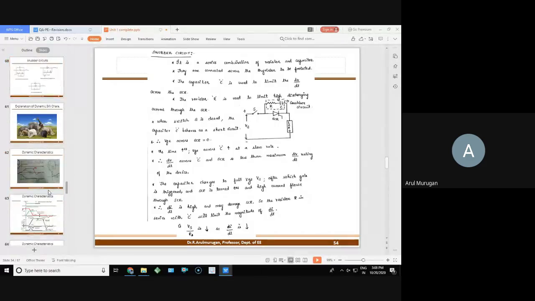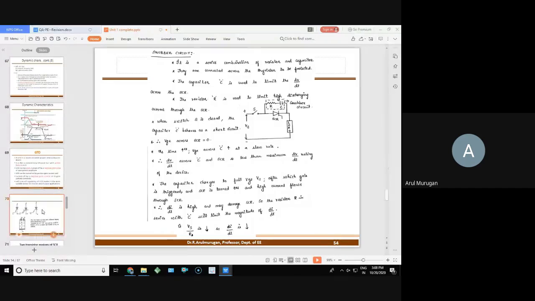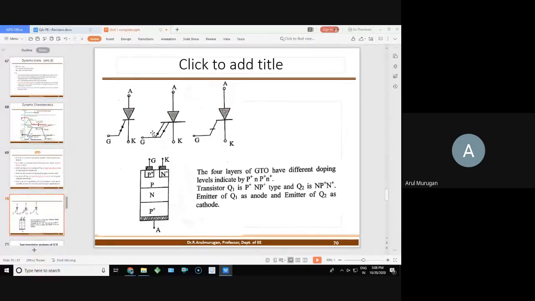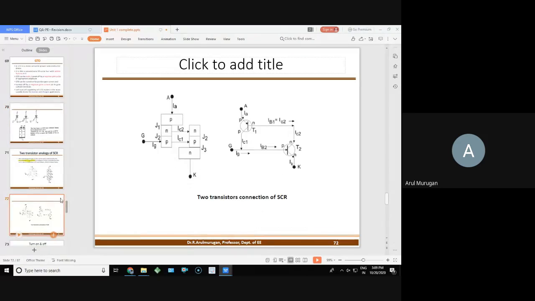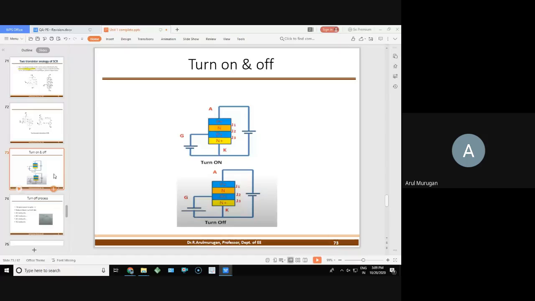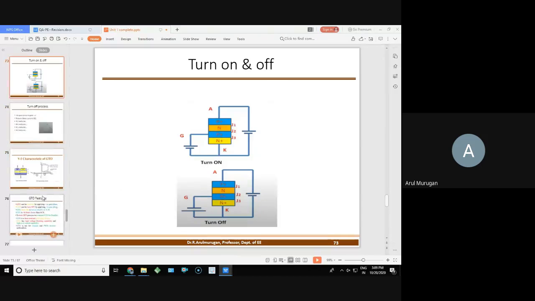Okay, next one is the GTO. The GTO is similar to the SCR. The only thing you need to know here is that the gate side is represented with a two-arrow mark. It gives control turn on as well as control turn off. That's all. As with a PN junction, P is for the anode, N for the cathode, and P for the gate terminal. With the two-transistor analogy, they are connected and constructed in a similar way to develop the GTO. That's all.